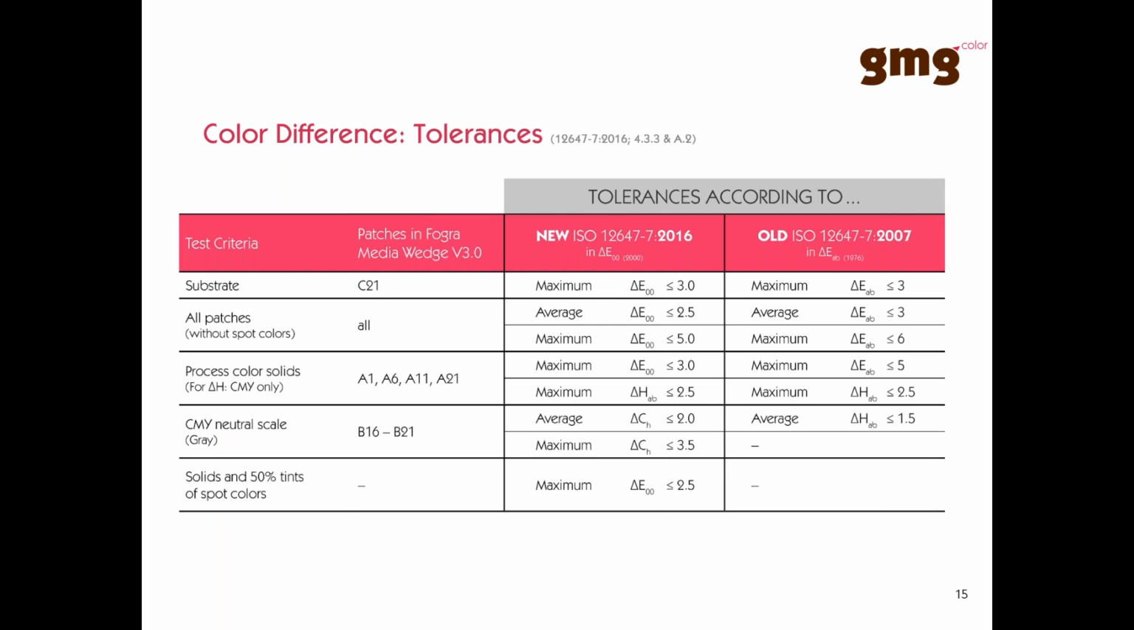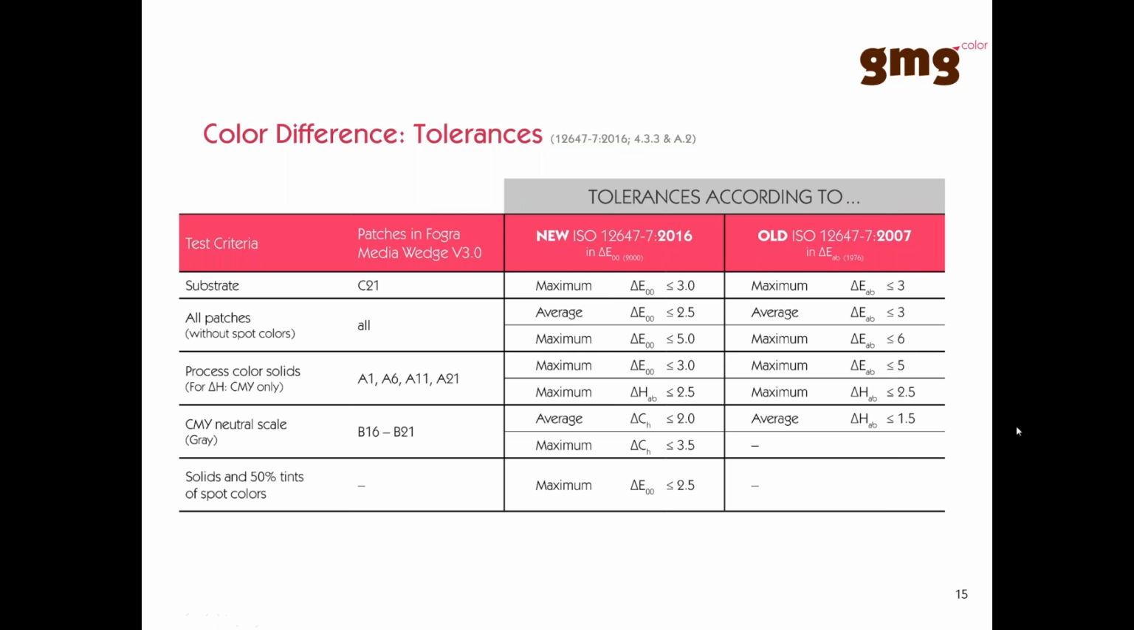Here we can see a comparison of color difference tolerances in detail. On the right, the old tolerances with delta E AB or delta E76 and delta H for a CMY neutral scale. On the left, the new tolerances with delta E2000 and the changes for CMY neutral scale patches with the new criterion, the delta CH. When we take a closer look at the tolerance values, in the past we had over all patches an average of 3, now we have 2.5, and a maximum of 6, and now we have 5. For the substrate we have no changes in the tolerance values. For the solids we had in the past 5, now we have 3, and we had a delta H of 2.5, and now that's the same, 2.5.